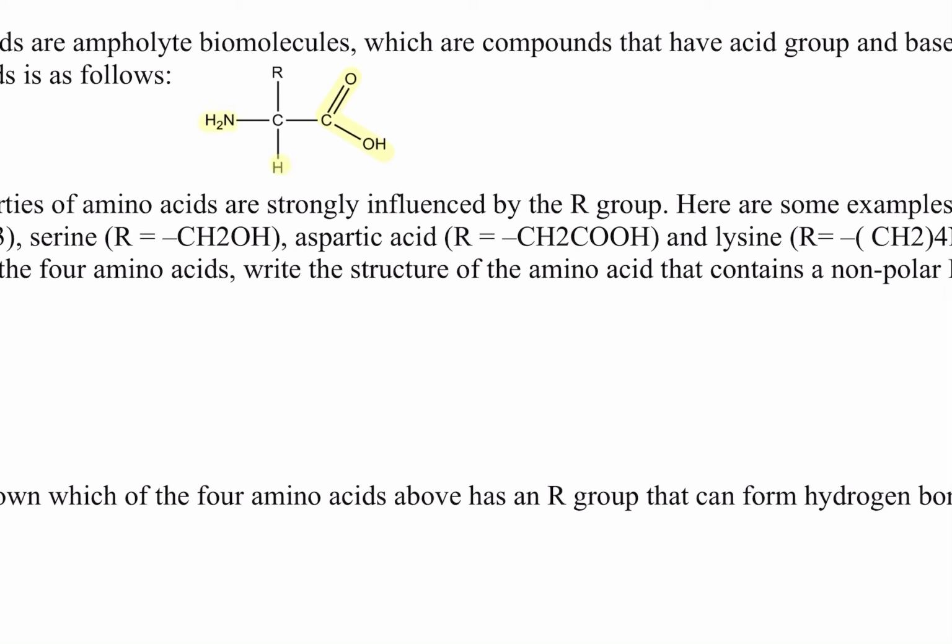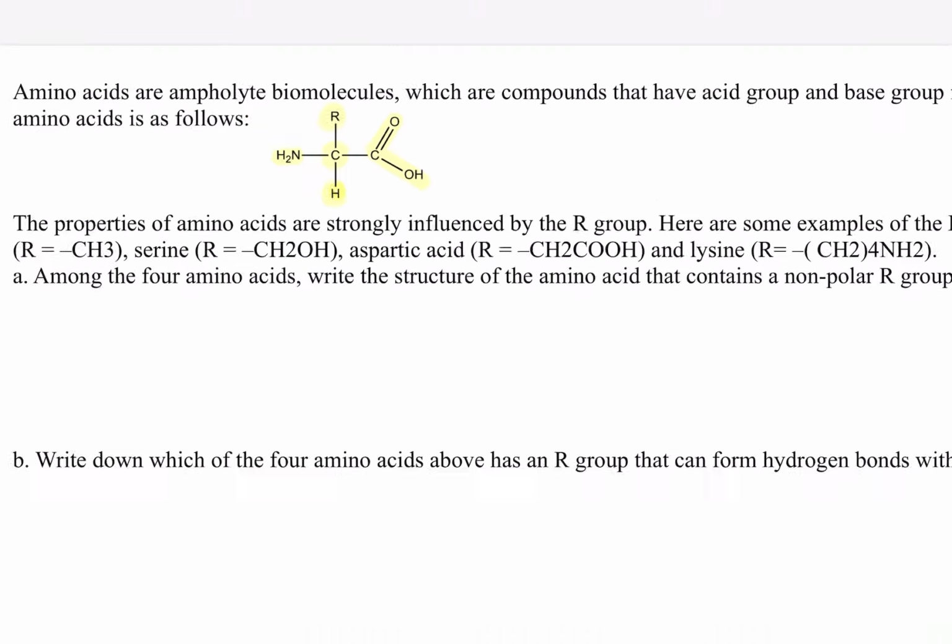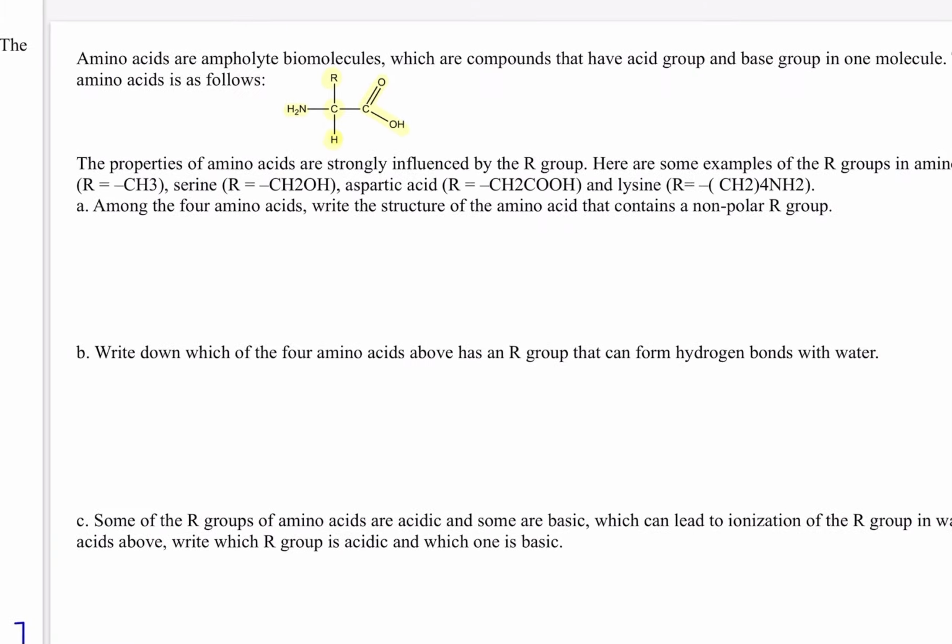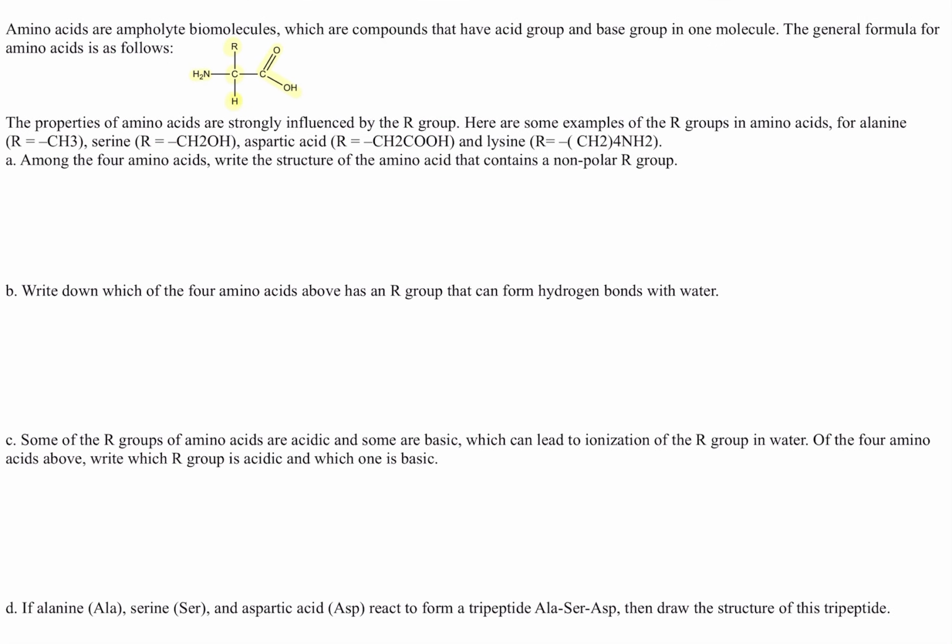amine, and this is another carbon, which holds, for example, hydrogen over here, and the other one is the R group. Now the R group is basically what differs one amino acid from another. So for example, here we have alanine, having R as CH3, and then we also have serine, aspartic acid, and lysine. Now, among the 4 amino acids, write the structure of the amino acid that contains a non-polar R group.